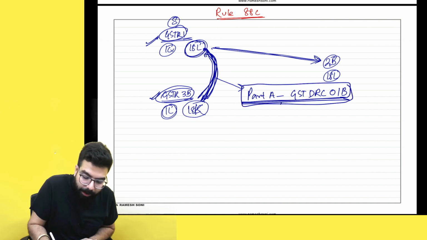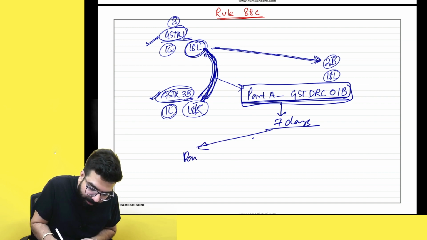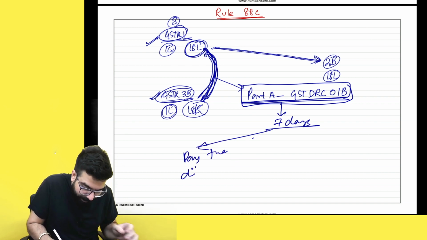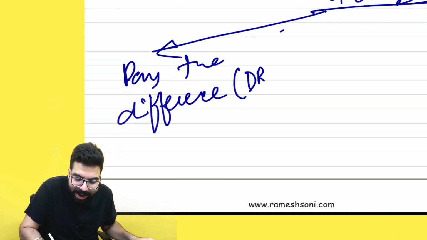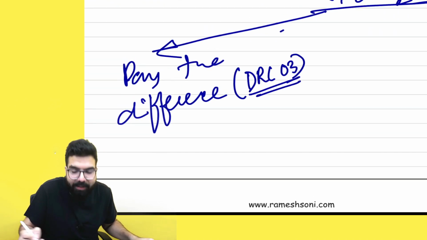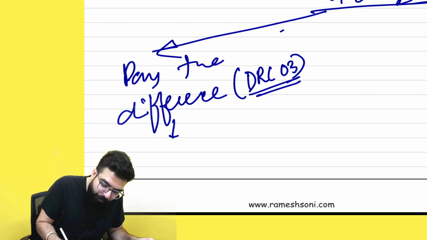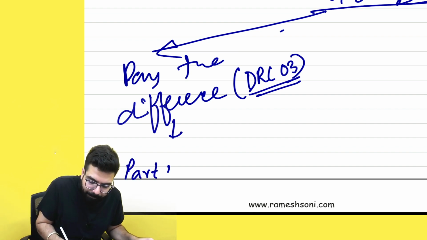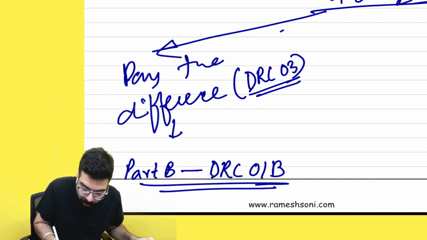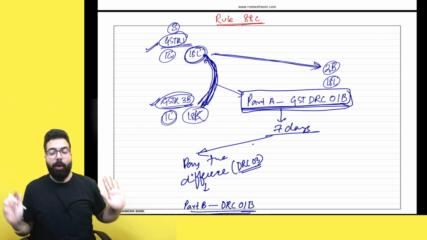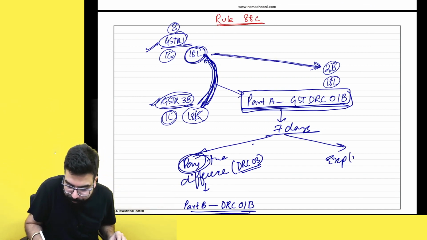After the intimation, they will give you 7 days of time. Within 7 days, either you pay the difference. To pay the difference, you can use GST DRC 03. One form is there, GST DRC 03. You can use that form and make the payment. And you have to inform them in Part B of GST DRC 01B that, sir, I have made the payment. Or if you don't want to pay, you can give an explanation.